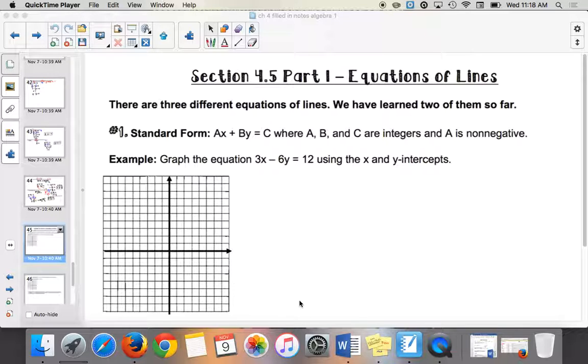These are the ones where it's like 3x plus 4y equals 12, and then you have to graph it, right? This is where a, b, and c are integers. A is non-negative. You can't have a negative out front. And we graphed it using the x-intercept and y-intercept method. So we just did that.